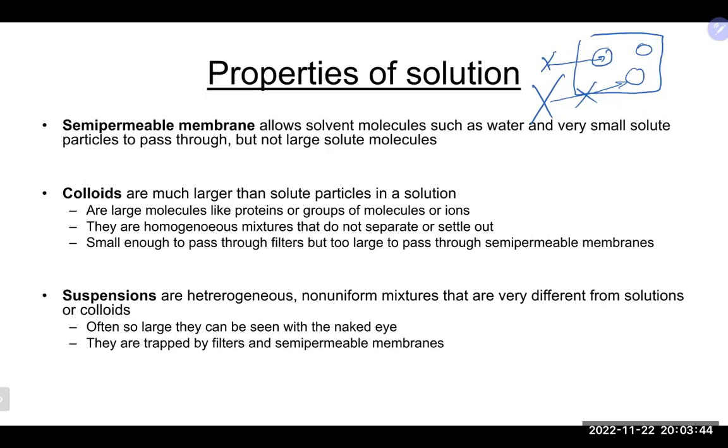Suspensions, on the other hand, are heterogeneous, and those are non-uniform. They're different than solutions and colloids. They are often large enough that you can see them with your naked eye. So, for example, if we took some water and threw some sand in there, you'd be able to see the sand in the water. That would be a suspension. And as you know, if you try to filter your water and your sand through filter paper, the sand is going to get caught on the filter paper. The water, which is a solution, will have no problem. Our liquid will have no problem passing through the filter.